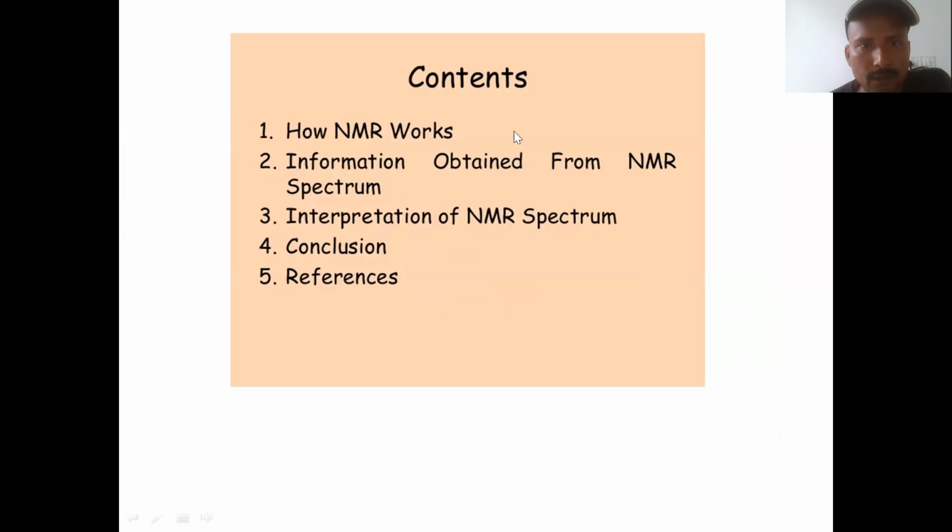So welcome to all of you, and today we are going to discuss NMR spectroscopy, and I have selected some major points regarding this: how NMR works, information obtained from an NMR spectrum, interpretation of an NMR spectrum, then conclusion, and then differences. So we will cover all these points step by step. So come to the first slide.